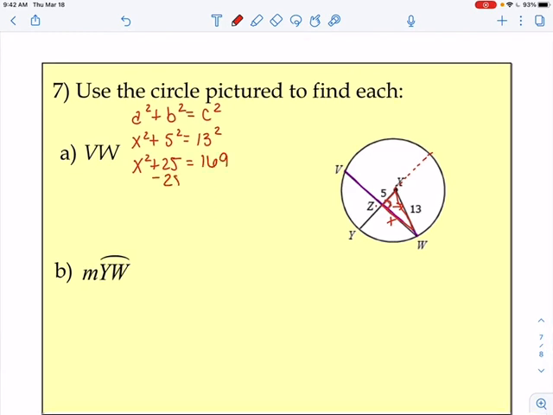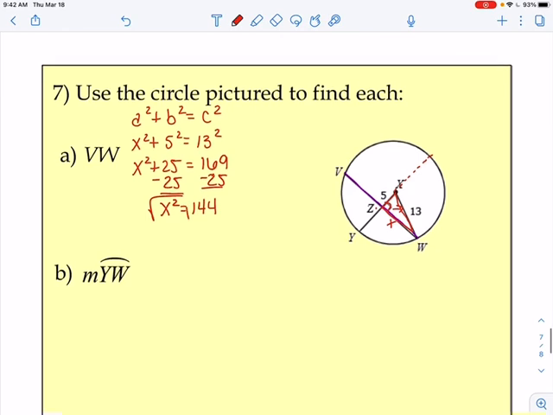We'll subtract 25 from both sides, and x squared is going to be 144. The opposite of squaring something is taking the square root, and x is going to be 12. So if this side is 12, that means that this piece is also 12. Altogether, the entire length of VW is going to be 2 times 12, or 12 plus 12 is 24.